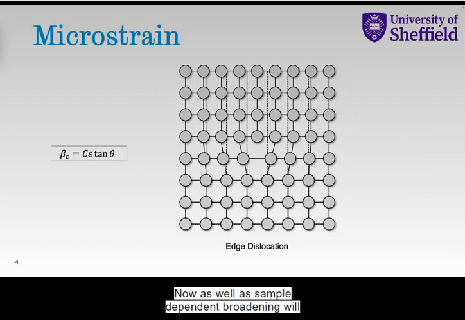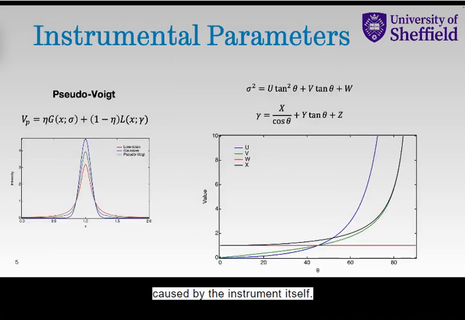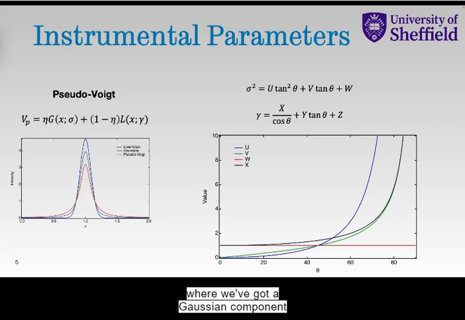Now, as well as sample-dependent broadening, we'll also have broadening that's caused by the instrument itself. As we discussed previously, our peak shape we can think of very often as something like a pseudo-Voigt, where we've got a Gaussian component and a Lorentzian component. And as a first approximation, very often we can say that these microstrain and crystallite size terms, the terms that are related to the sample, control the Lorentzian. Now, in more complicated circumstances, that may not strictly be true, but as a first approximation, often we find that they control the Lorentzian term within the peak width.